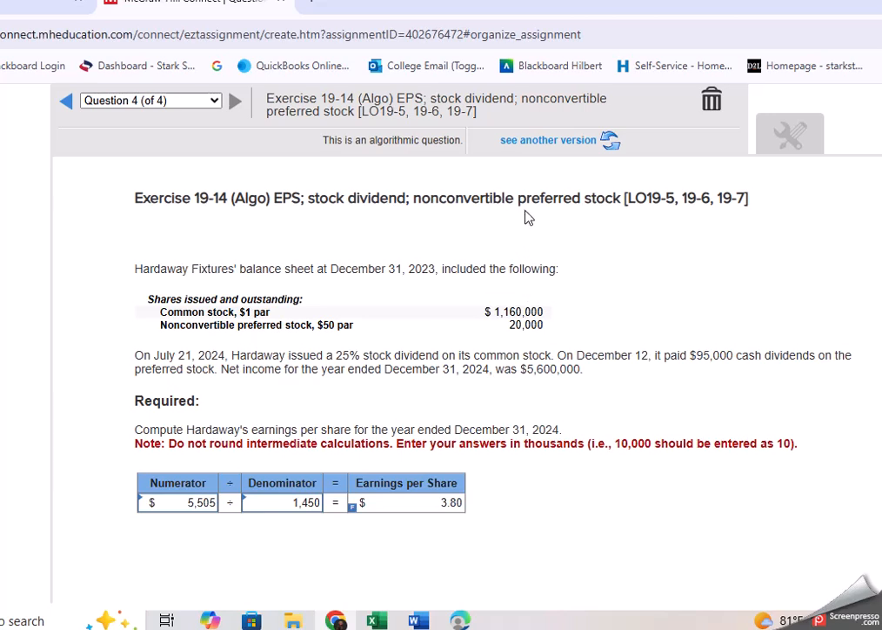If they're convertible, like with this one, if it was convertible preferred stock, you'd have to adjust the numerator and the denominator as if the preferred stock was converted. We would not be paying the dividends, and then we would have more shares outstanding. And then if it was bonds, you'd have to adjust the net income because you're not paying interest, and then you'd have more shares outstanding.